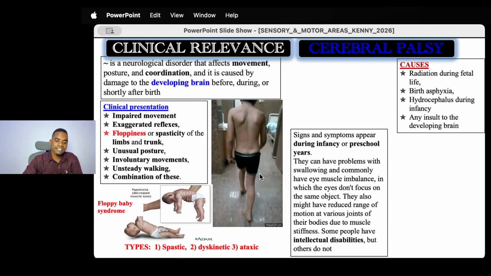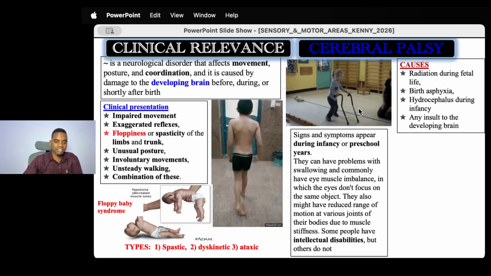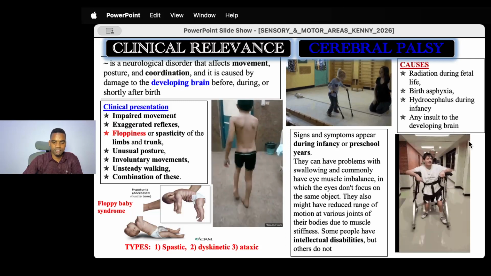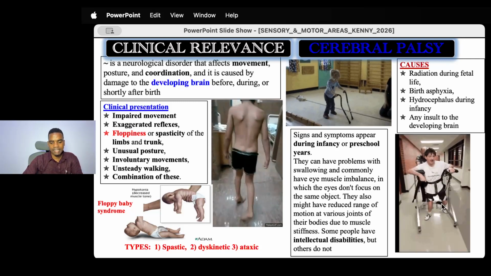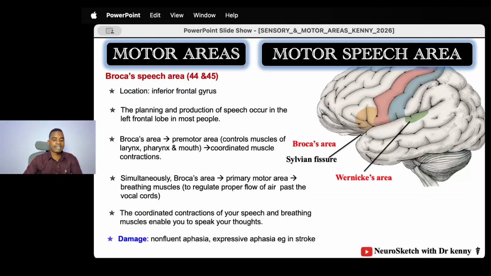We'll have a separate discussion about cerebral palsy, but it has different clinical manifestations. This one is also spastic, but this one here is kinetic. We're going to talk about these types of cerebral palsy at some point.